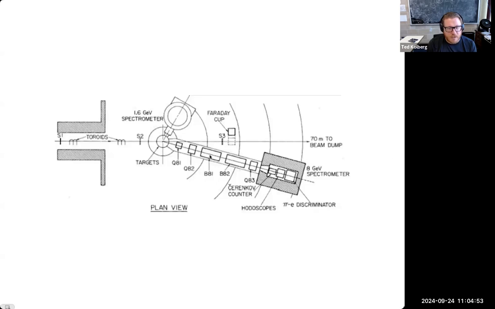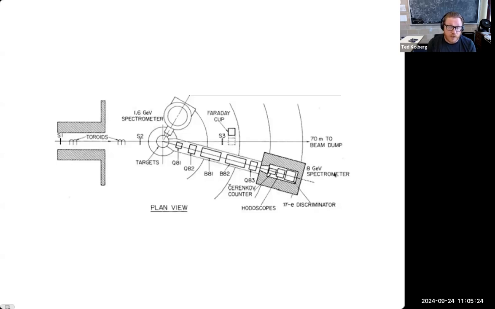And then you have some counters, which are measuring the flux of particles coming through along this spectrometer arm. You have a Cherenkov counter, which is an electronic counter, which is going to fire whenever highly relativistic particles pass through. You have what's called a hodoscope, which I will define on the next slide. And finally, you have a pi-e discriminator, which solves your main experimental challenge. So we want to tell pions apart from the electrons.